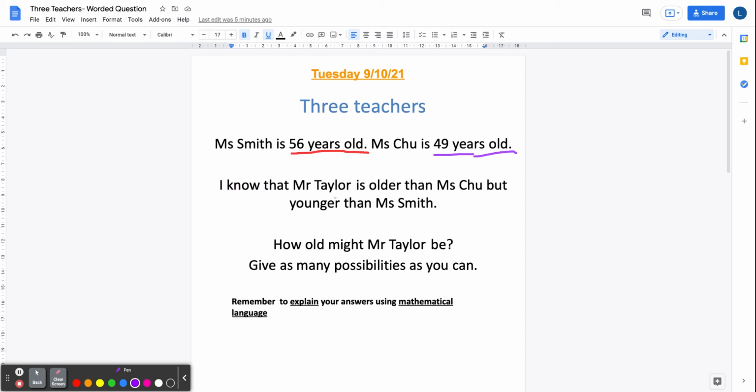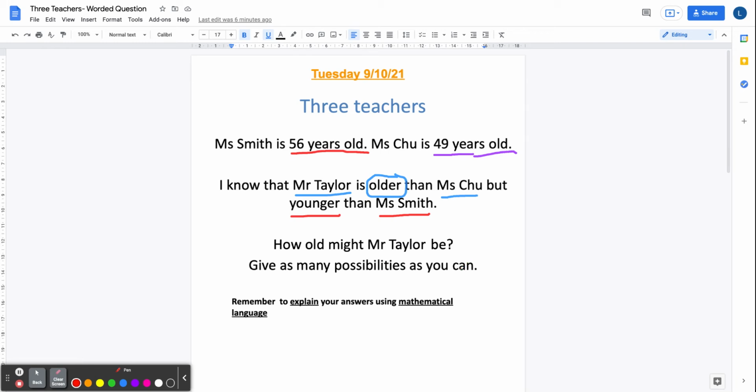I know that Mr. Taylor, our third teacher, is older than Miss Chu, but younger than Miss Smith. How old might Mr. Taylor be? Give as many possibilities as you can.